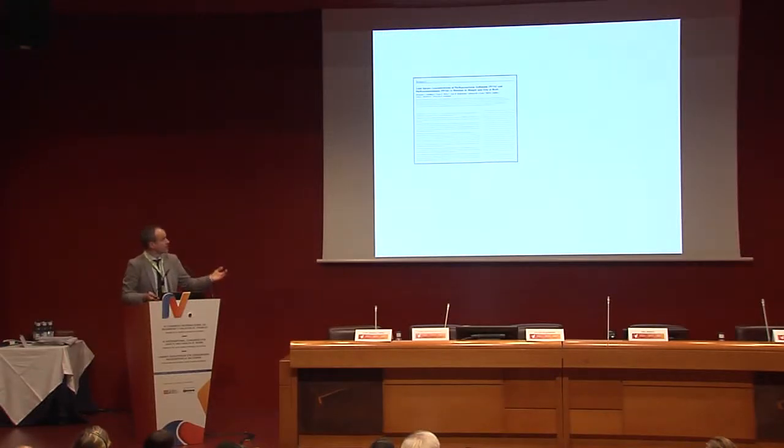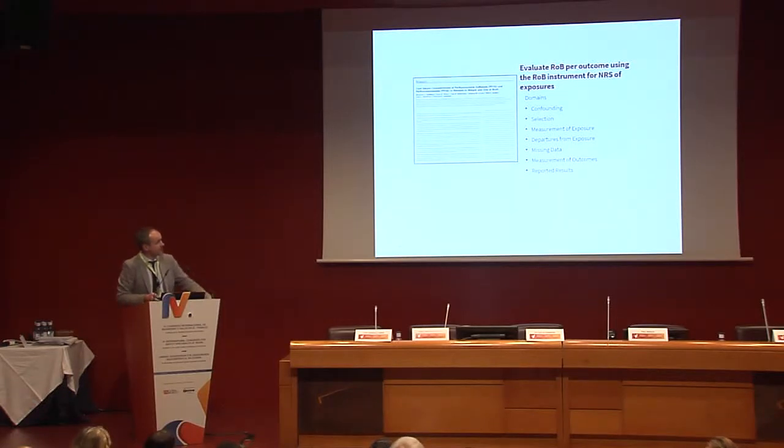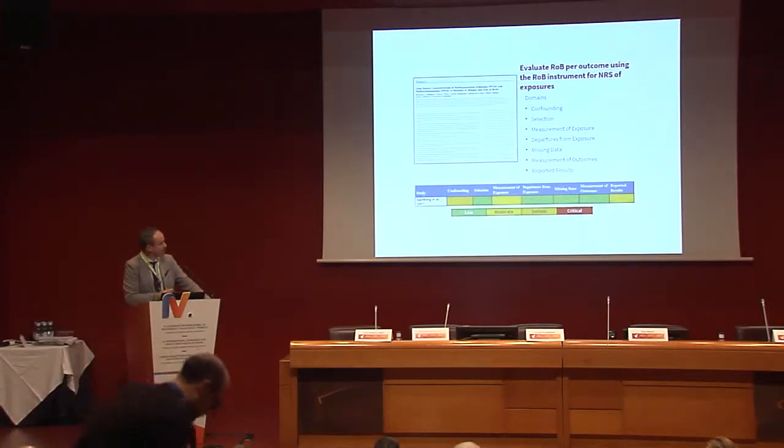I'll take you through that. So we would do a systematic review of the various studies that are out there, and then evaluate individual studies on a number of domains with that risk of bias tool, so confounding bias, selection bias, measurement of exposure, departures from exposure, that is those who are not constantly exposed to the type of environmental exposure that we are interested in, missing data, measurement error, or measurement of outcomes, and the reported results. Those are the domains in that tool.